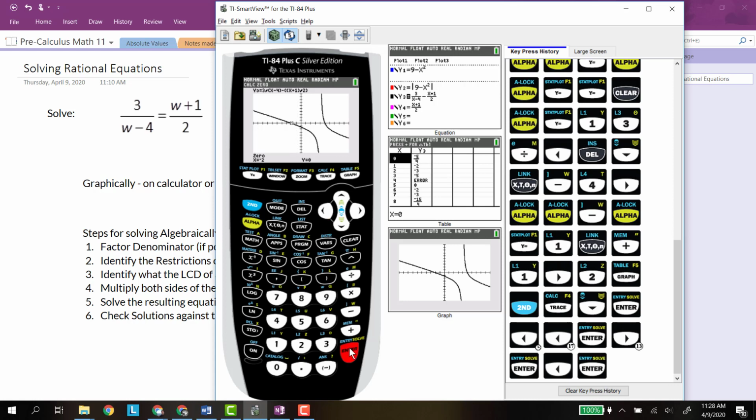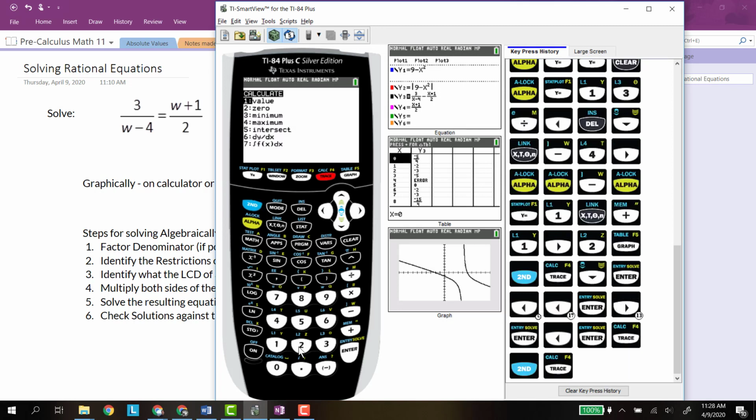Turns out it is negative 2. Shocking. It's almost like we already knew that. And then repeat that same process over to the other side. Calculate the 0.